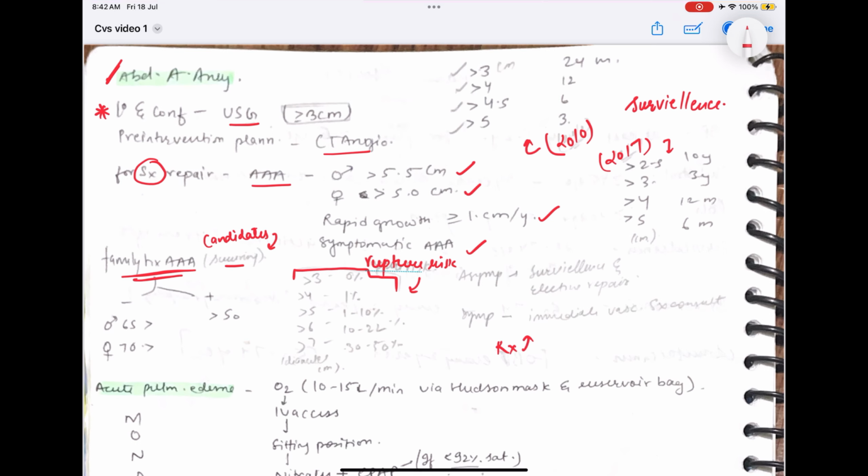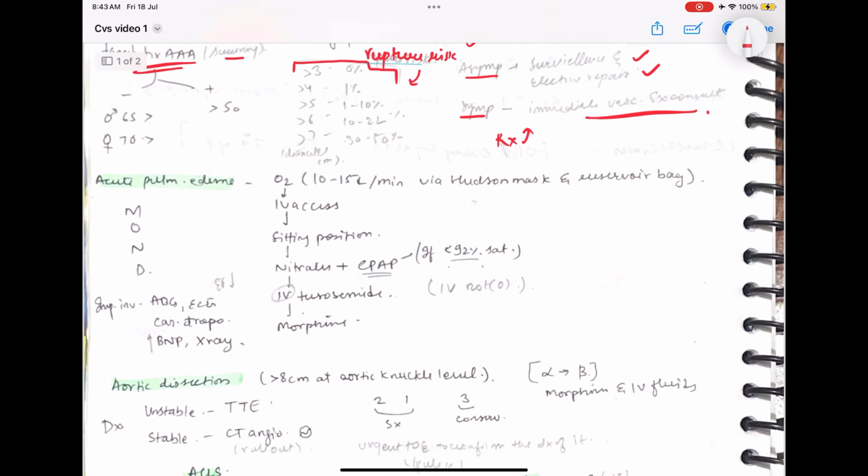Now coming to the treatment. If the patient is asymptomatic, then surveillance and elective repair is what we are doing, and if the patient is symptomatic, then we'll have to go with immediate vascular surgery, and this is the definitive treatment for it. We'll have to do surgery only.